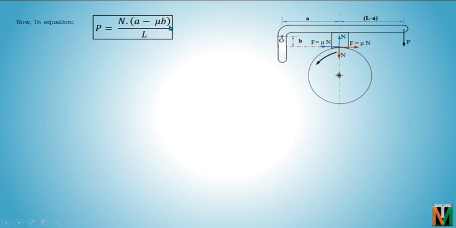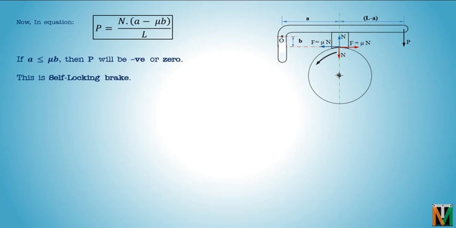And what does this imply? This implies that the force needed to apply this brake is virtually 0. That is, once the contact is made between the block and the drum, the brake is applied itself. This means that no external force is required to apply the brake, and hence this brake is known as self-locking brake. Self-locking brakes are generally not desired.